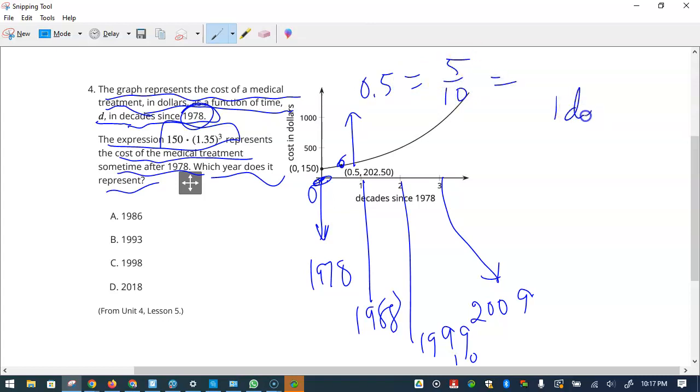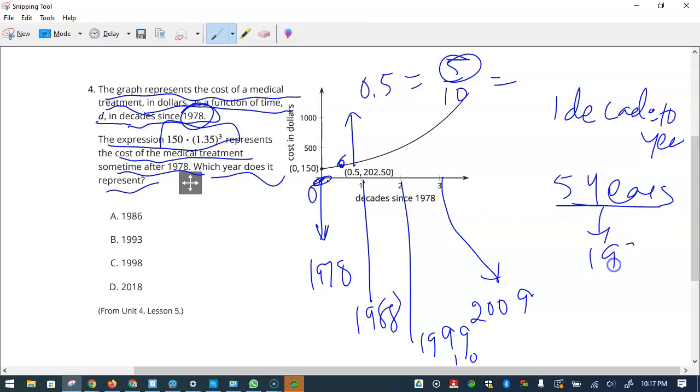That means 1 decade is 10 years, but there are 5 years past from 0 years. So these 5 years have to be added to 1978. And if you add 5, you get 1983.